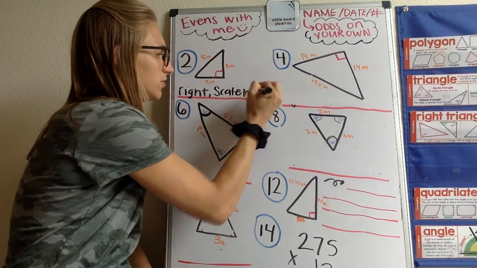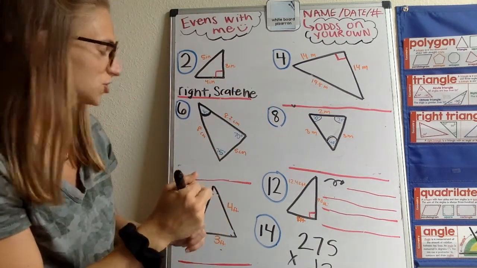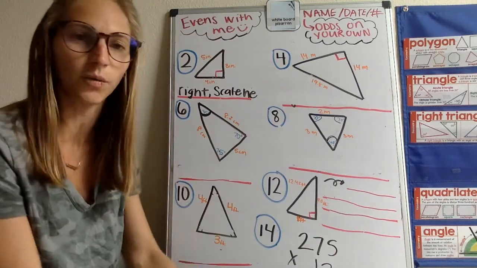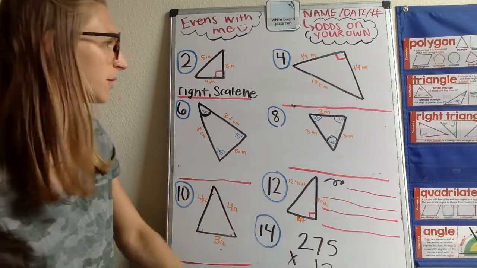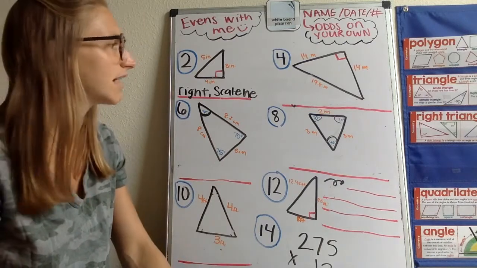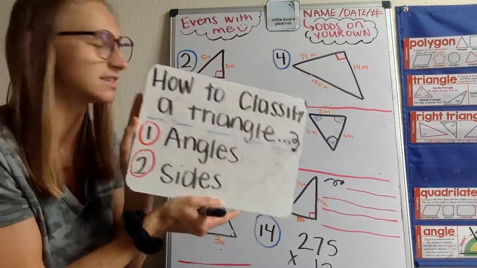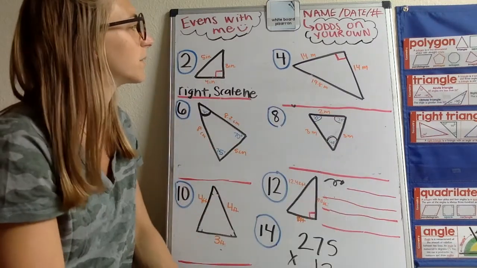And that's what you put on your line. It's a right scalene triangle. And that's it. We're going to keep going with our triangles, but there's no computing any of the numbers. We're just trying to identify and classify what kind of triangle it is by looking at the angles and the sides. Let's go to the next one.